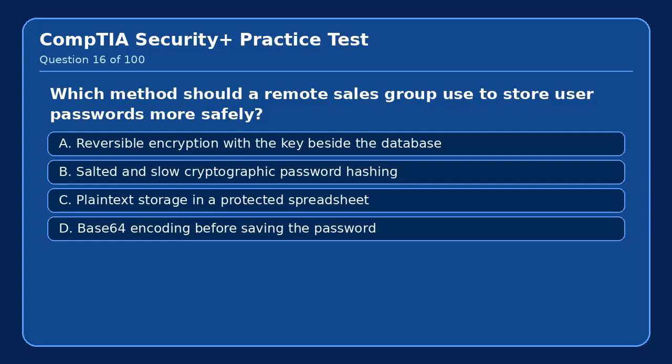The answer is B. Salted and slow cryptographic password hashing. Salting and slow password hashing make password cracking more difficult if the database is stolen.